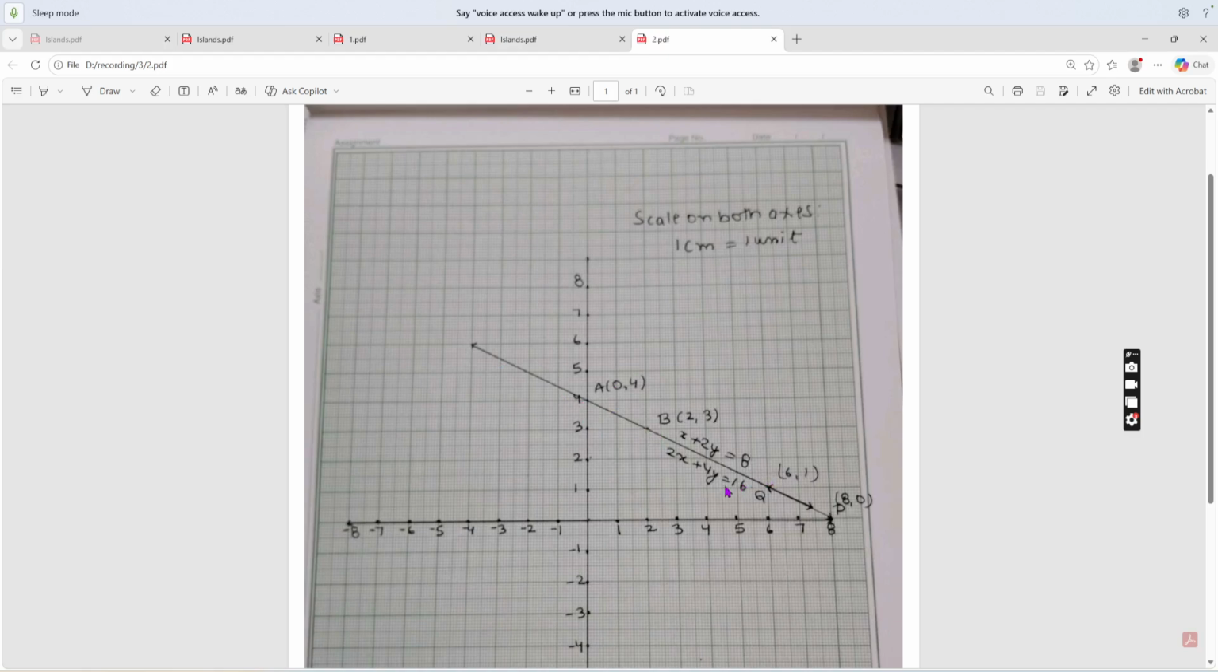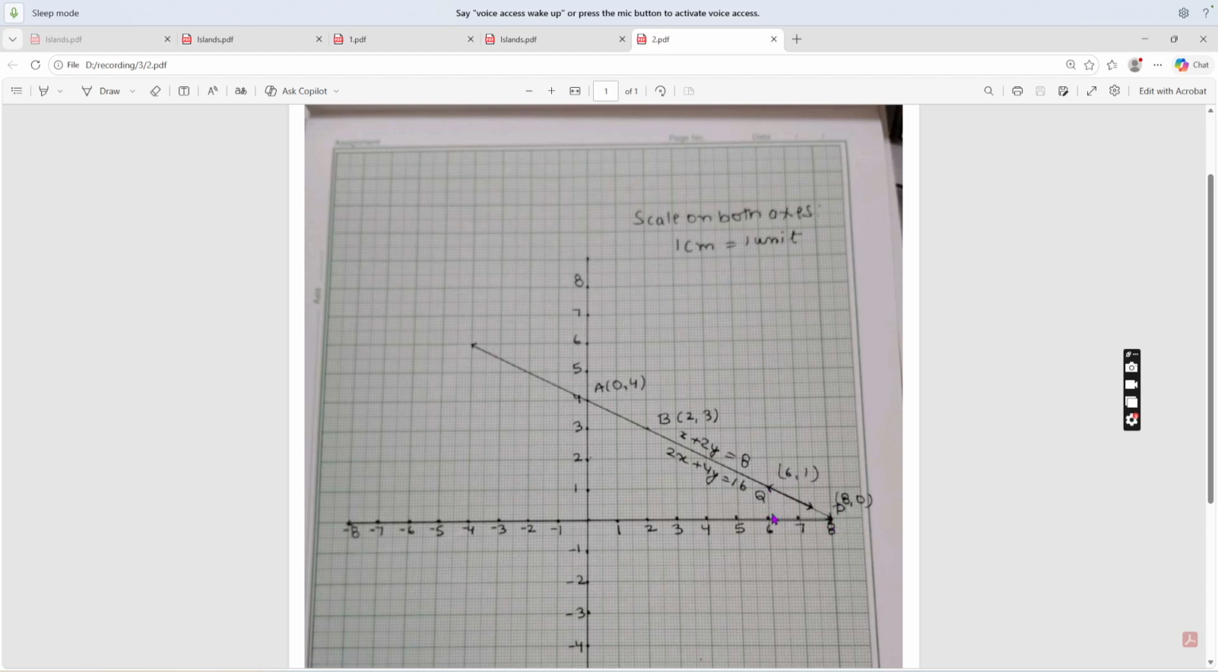Okay, now we go for the point P. Now see, this is the point P. It is Q and it is P. P point is (8, 0). So this is the point which is lying on the x-axis because its y coordinate is 0. So (8, 0) is the point P.